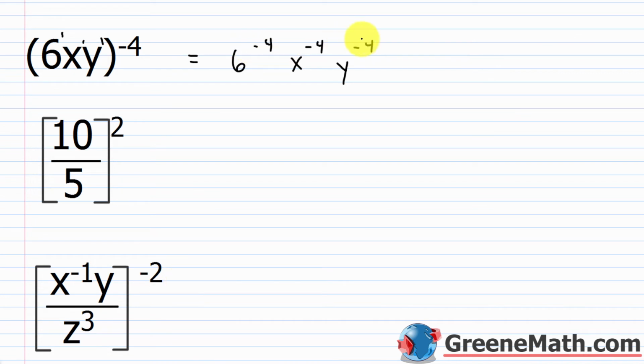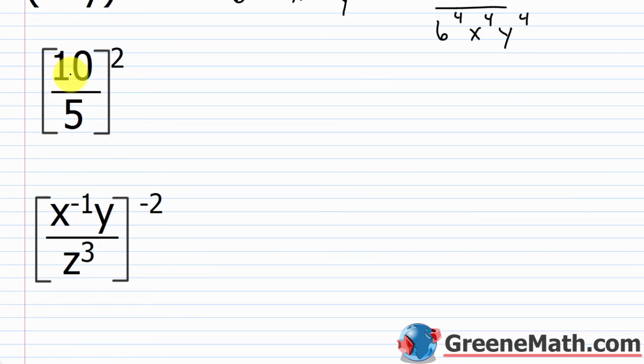Then because these are all negative exponents, I can drag everything across the fraction bar, make the exponents positive. So I can have 6 to the power of positive 4, x to the power of positive 4, then y to the power of positive 4. Again, I move these from the numerator to the denominator. So I have 1 over 6 to the 4th power, x to the 4th power, y to the 4th power.